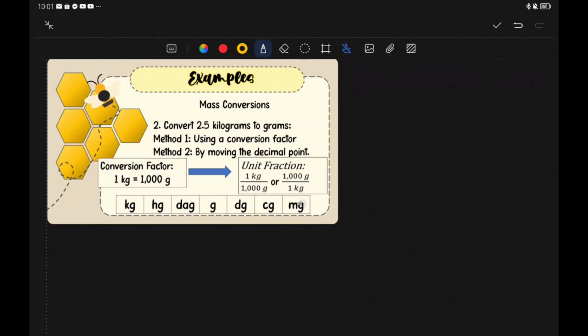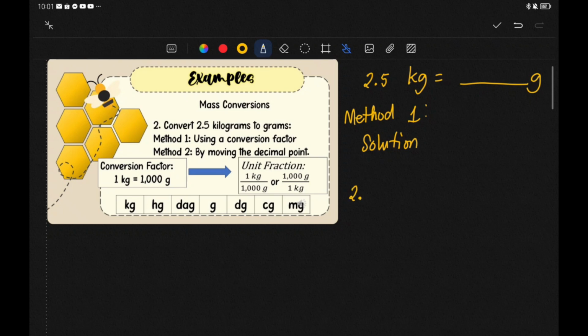Now let's proceed to the second example for mass conversions. Convert 2.5 kilograms to grams. Now, we are going to solve this first using method 1, using the conversion factor.